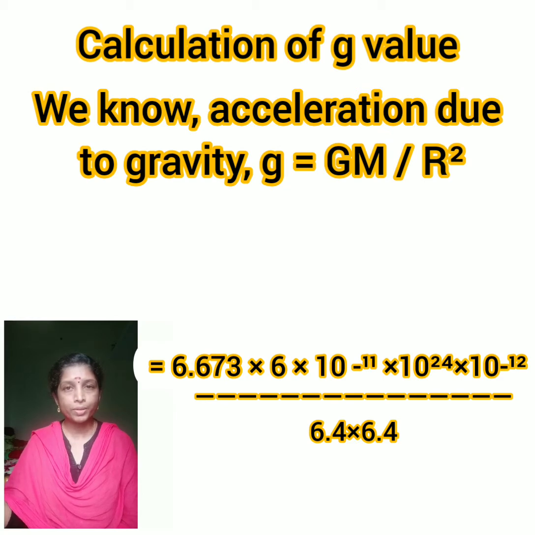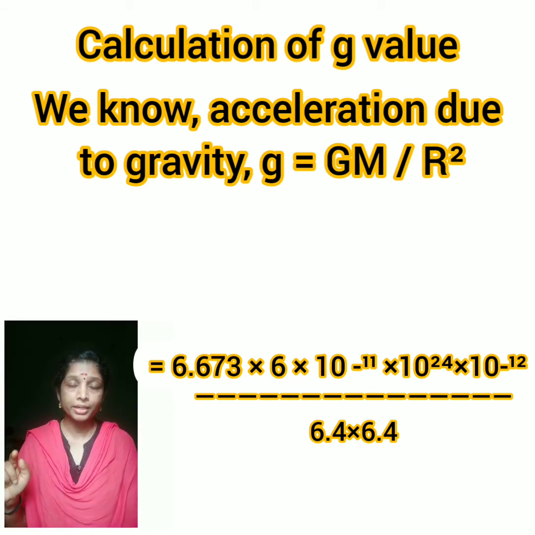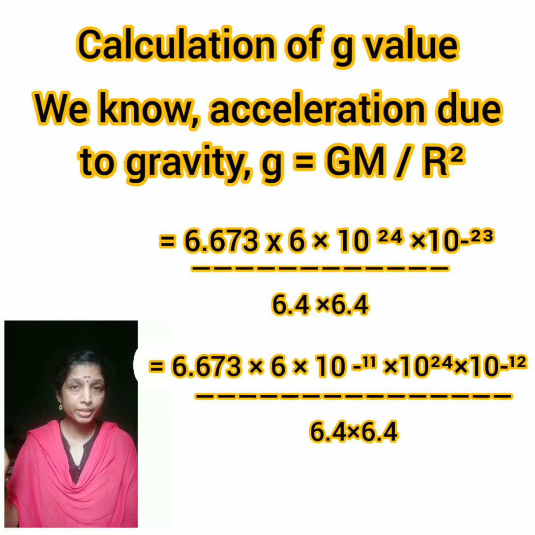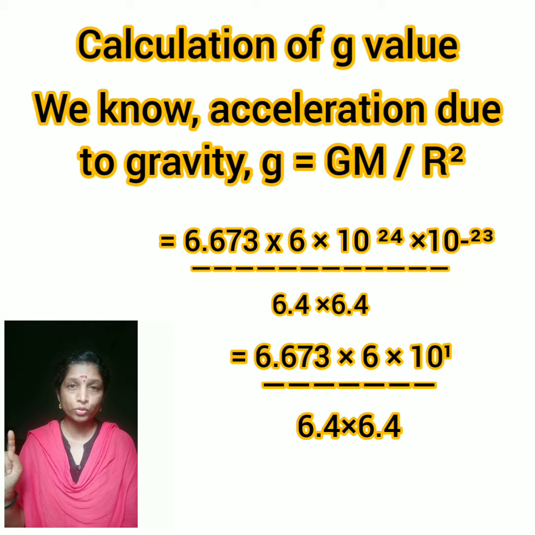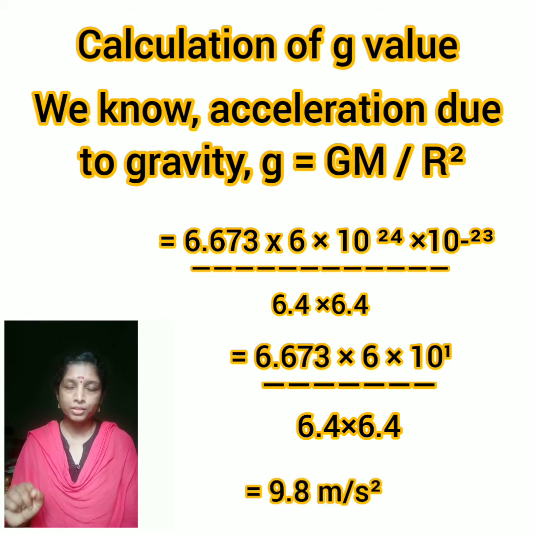So minus 11 plus minus 12 becomes negative 23. So we will get 10 raised to 24 into 10 raised to negative 23. When you add 24 and negative 23 you will get 1. So you can write 6.673 into 6 into 10 to the power of 1, so into 10, divided by 6.4 into 6.4. So finally when you calculate, you will get its value as nearly 9.8 meter per second square. So acceleration due to gravity is 9.8 meter per second square.